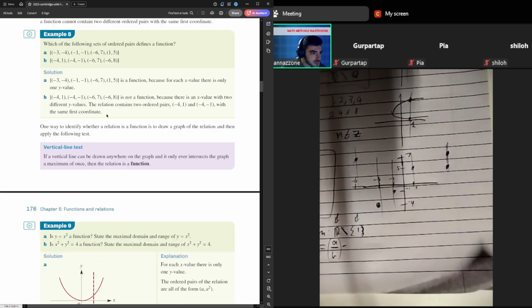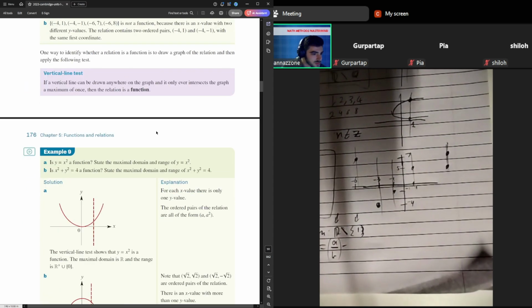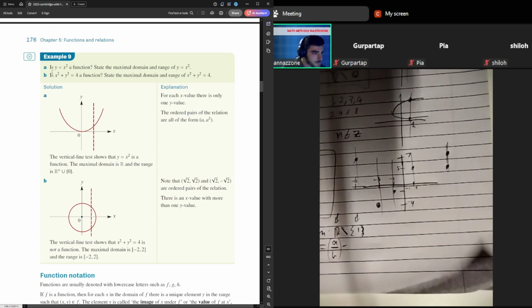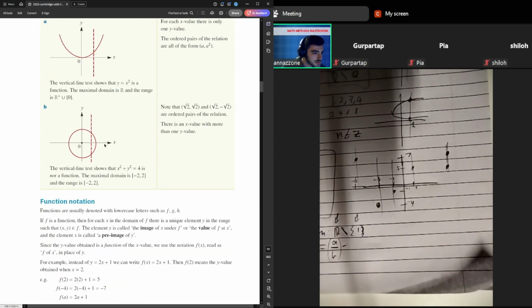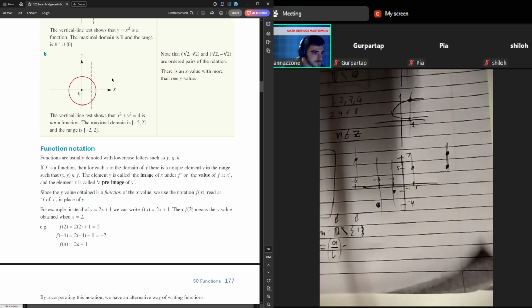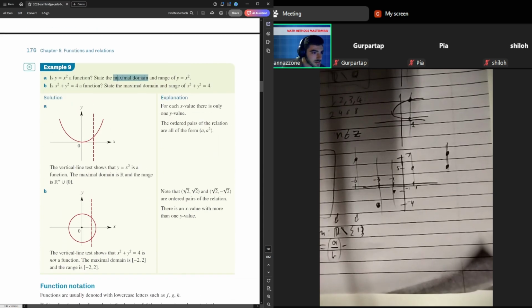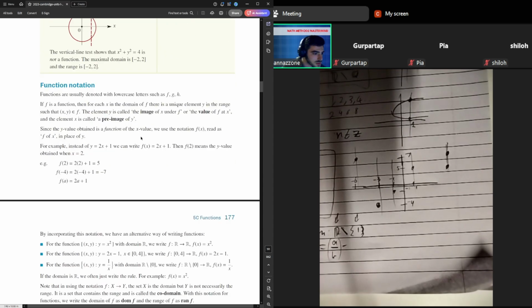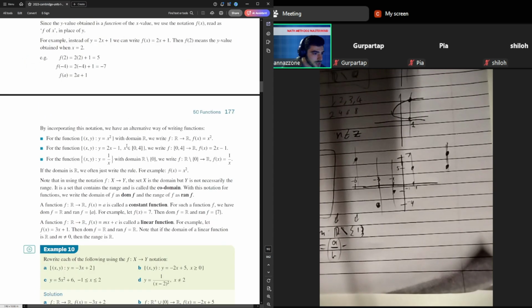If anyone needs me to repeat any of that, feel free to hop off the mic or leave a question. So yeah, as far as if you need a function, just do a vertical line. Domain range, we've talked about that already. Function notation, I've talked about these. What I haven't talked about is this right-hand side here.